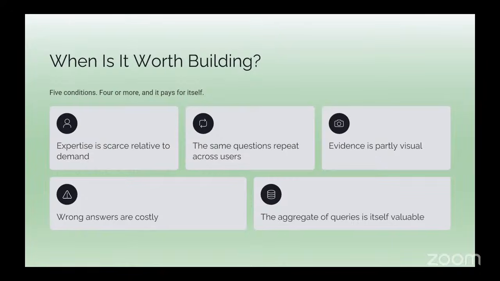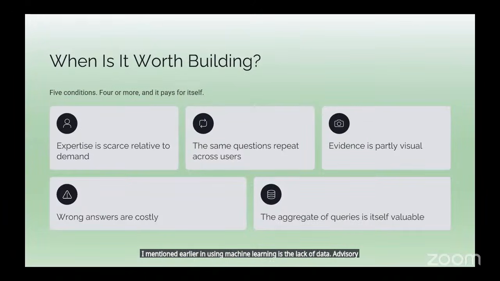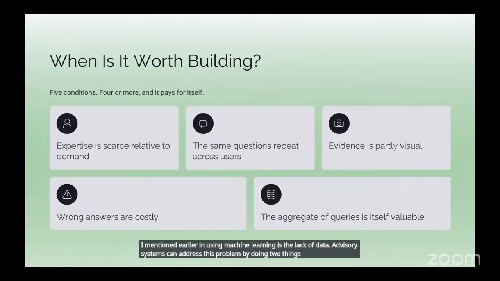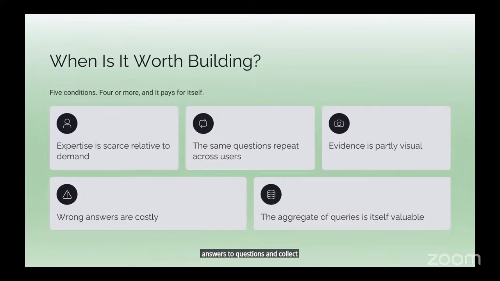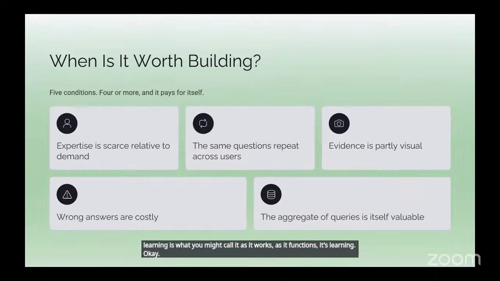I mentioned earlier that one problem in using machine learning is the lack of data. Advisory systems can address this problem by doing two things: they give answers to questions and collect data at the same time. Okay? So it's active learning. As it functions, it's learning. It's both teaching and learning at the same time.